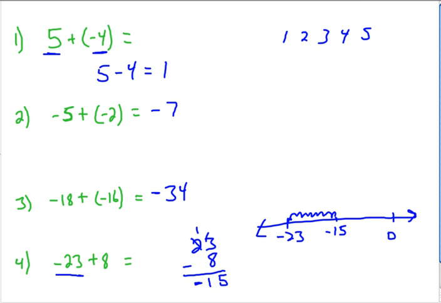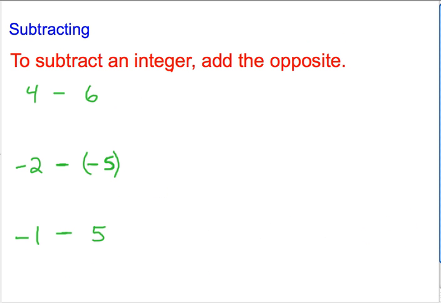All right, let's take a look at subtracting. So subtracting is different, but we only have to do one thing to make it the same as adding. To subtract an integer, add the opposite. Okay, so what does that mean? To subtract an integer, we add the opposite. And actually, this doesn't really have to be an integer. This works for decimals, and it works for fractions and integers, whole numbers, all kinds of numbers. So to subtract a number, add the opposite.